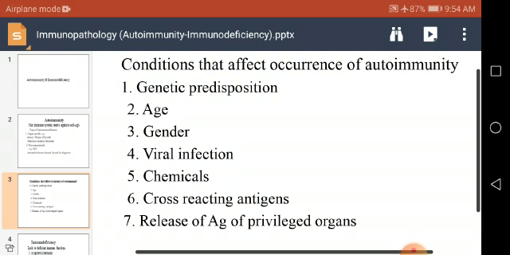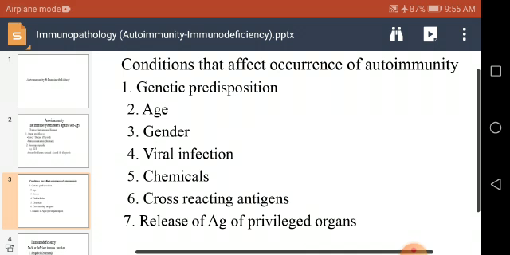There are conditions that affect occurrence of autoimmunity. Number one, genetic predisposition. People are genetically different, and some of them may be genetically predisposed to occurrence of autoimmune diseases. Age, also the occurrence of autoimmune diseases varies with age.